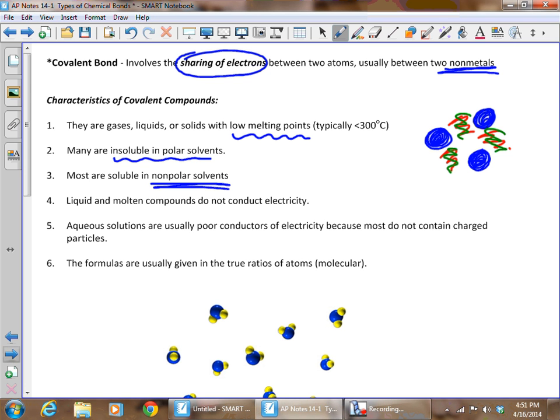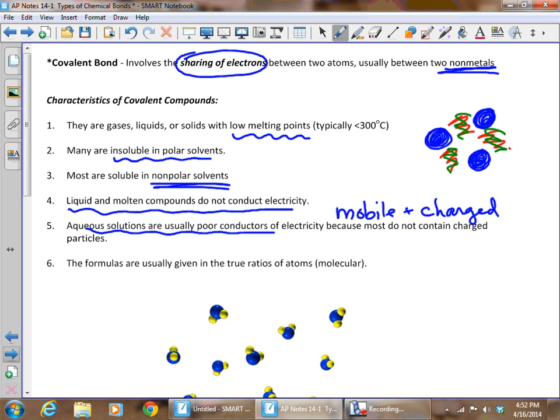Liquid and molten compounds, they don't conduct electricity pretty much at all. Neither do the aqueous solutions. They're poor conductors as well. Even if they're moving, even if they're molten or aqueous, there's no charges. You have to have, remember, mobile charged particles. They have to be both mobile and charged. If they're not both, they won't conduct electricity.